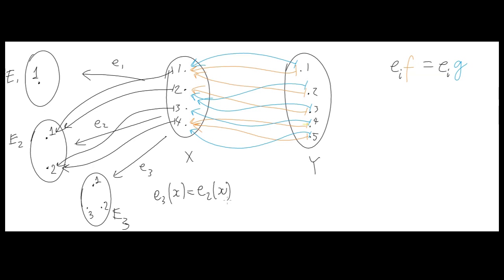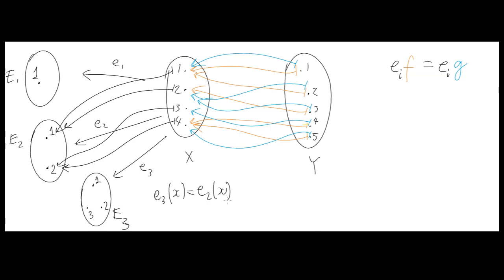Yes, yes. Because 3 didn't get used, it's fine. The condition will still hold. Okay. Now let's see which of these 3 potentially is a co-equalizer of f and g. Let's see whether E1 works or not.